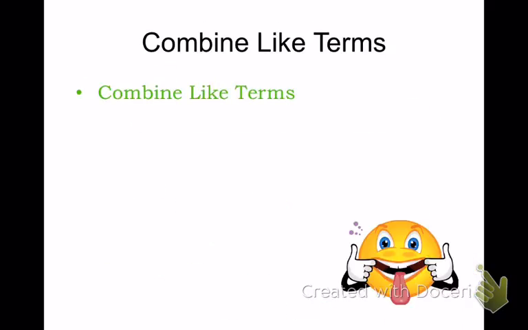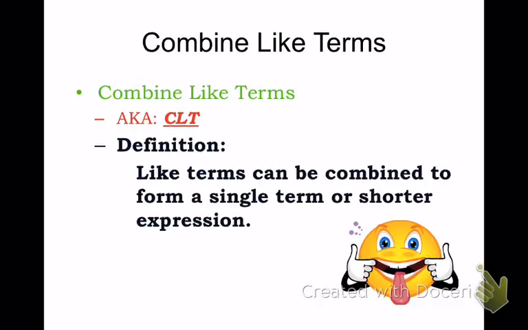All right, so let's look at a few more examples. Again, when I talk about combining like terms, I might just abbreviate with CLT, and I write it down. So again, like terms can be combined to form a single term or a shorter expression. So as we combine things, we simplify. It makes less written work and makes a shorter polynomial for us to write out. So again, it simplifies an expression for us.